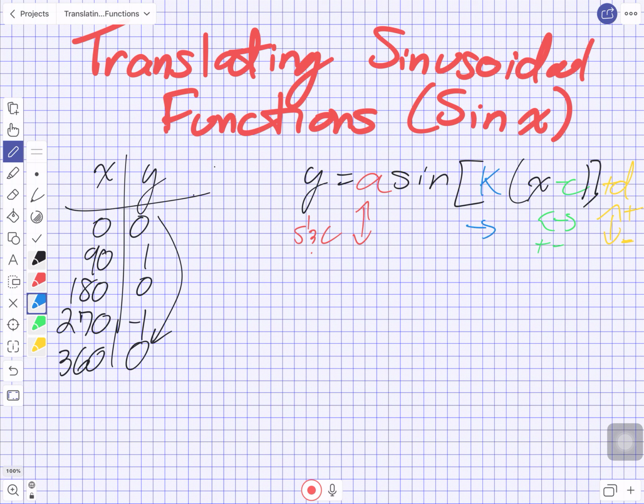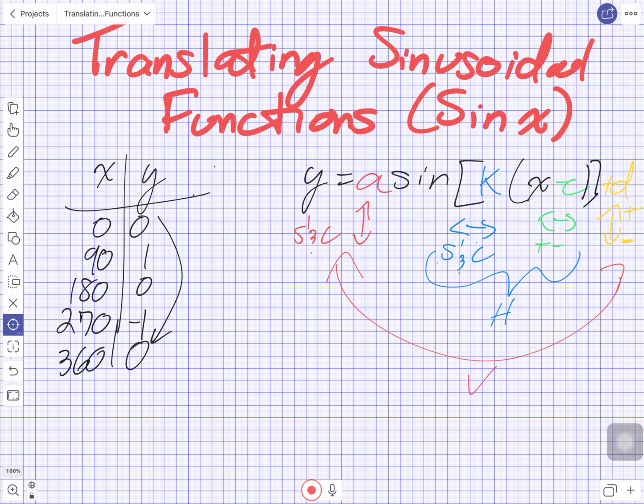And K does horizontal stretches and compressions. And I know you guys don't really use K, but essentially the idea is all your horizontal stuff is kind of in the brackets, and all your vertical stuff is outside the brackets, okay? So that's a way to kind of remember them. So if we're given an equation like this, we've got to figure out where the next point is going to go. So we're going to build our own small equation so that you can translate every single point.